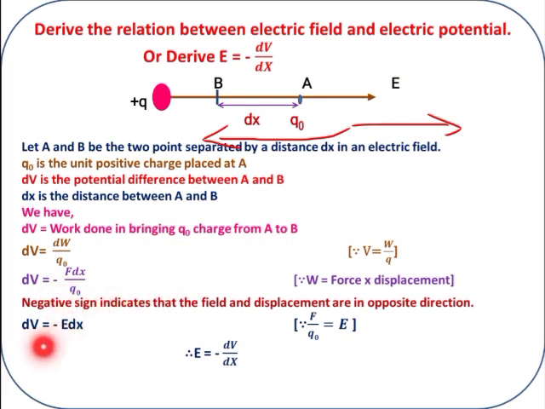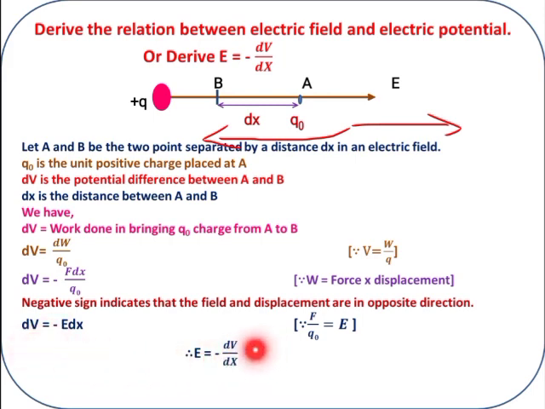That is the reason for the minus sign. Then dV is equal to minus E dx. Why E here? Because we know that F divided by Q naught is equal to E. Already we studied this expression in the previous videos, please go through it. So substitute the value of E in this expression, then simplify. After simplification, E is equal to minus dV divided by dx. So shift this dx here and the negative sign here.